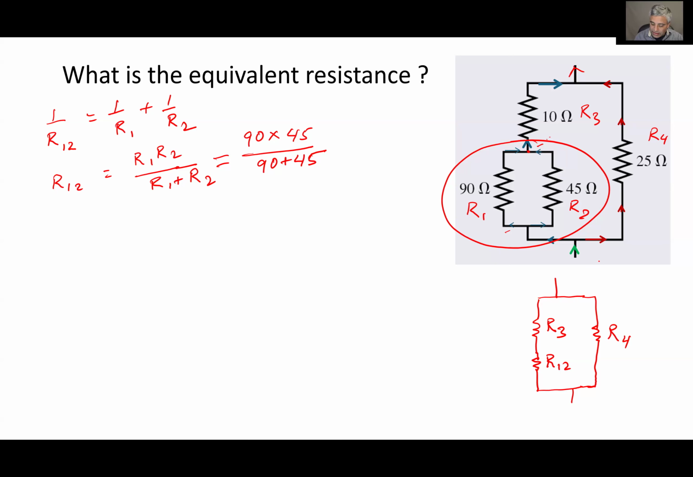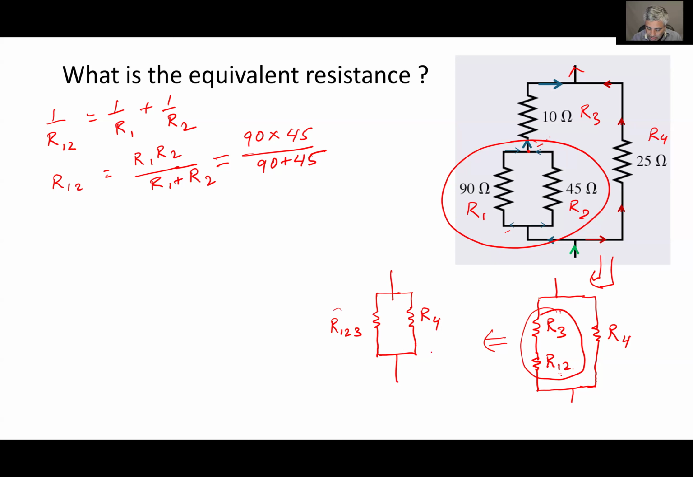So now, next step, what we can do is take R3 and R12. What's the equivalent of that? By writing the equivalent, we can draw a circuit like this. I'm keeping R4, now replacing these two by one. And what should I call it? Maybe R123. Okay. So now this becomes something like this.